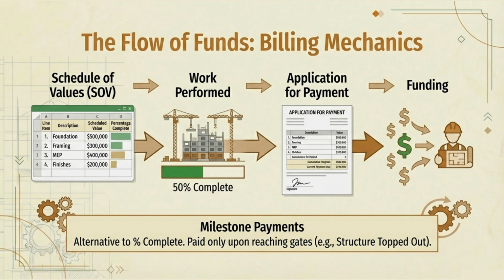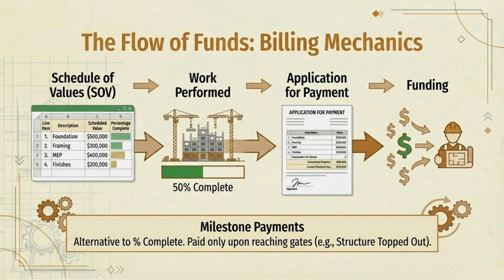Step 2. Work performed. Boots on the ground. Workers actually do the work. Let's say we're 50% complete on the project, shown here. Step 3. Application for payment. The contractor submits a formal application showing what work was completed, what value that represents, what they're owed.